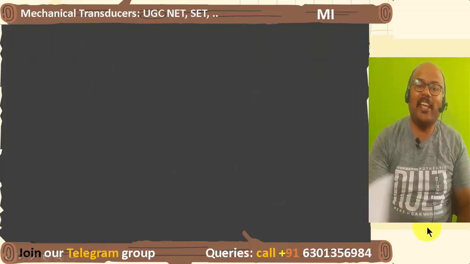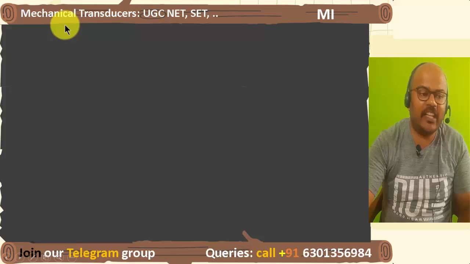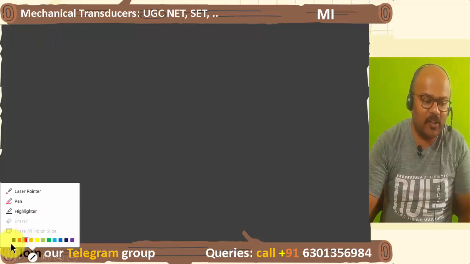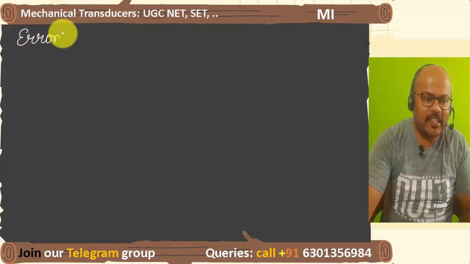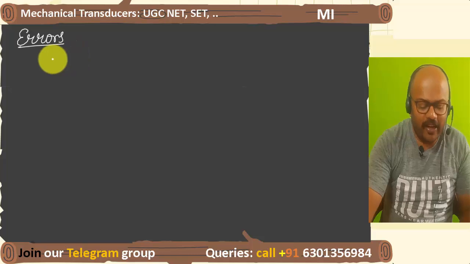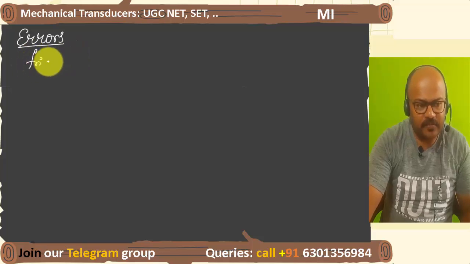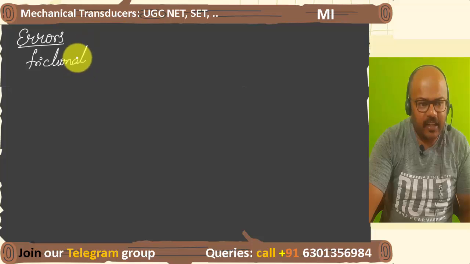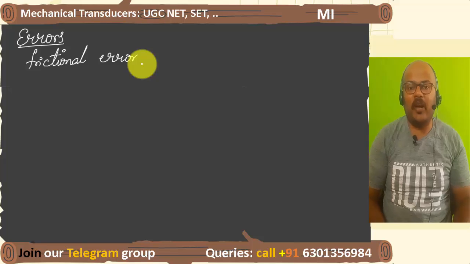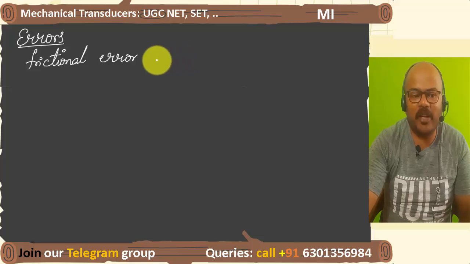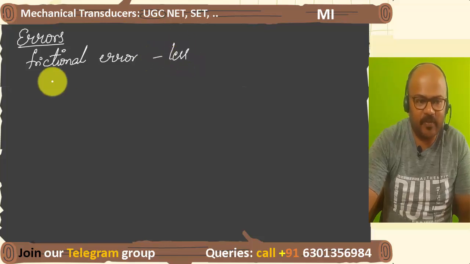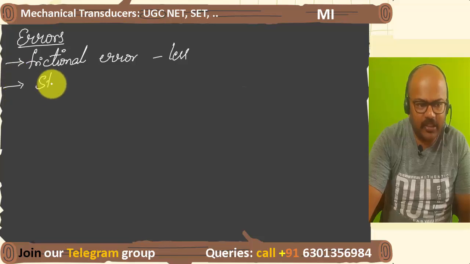Now look at the things. In the case of moving iron also you will be having errors. So what are the errors that you are going to face in the case of moving iron? The first one is frictional errors. In this you will not be having any moving part. The spring is not going to make any movement. But in the case of PMMC, there was movement in the spring. So frictional error is less.